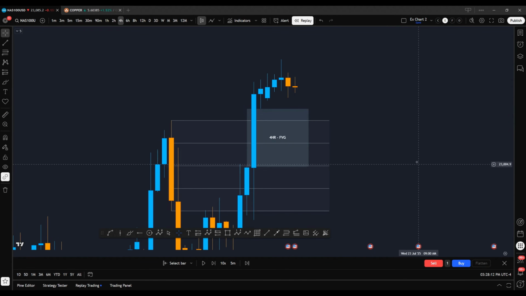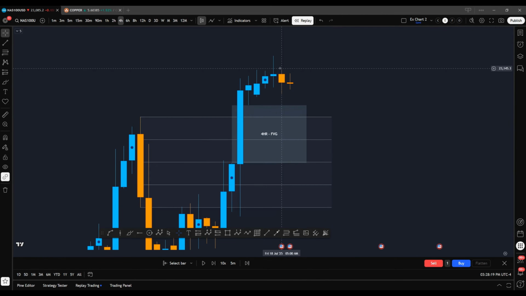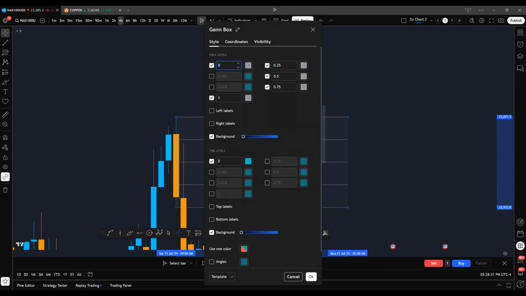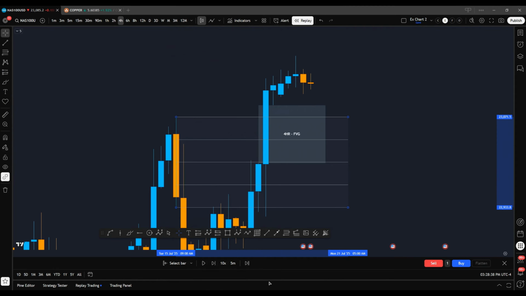All right, so I'm going to give you guys one more example. Who knows, maybe there might be another one after this, I don't know. So we're just going to focus on the 4-hour, and we're going to use NAS 100 for the example. So here I have a 4-hour fair value gap marked up, and I even have this breaker block. And if you guys want to know the settings for it, this is the gone box, and these are the settings that I'm currently using. So you can copy that.